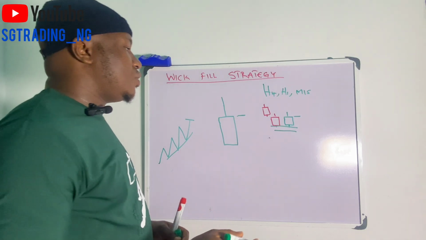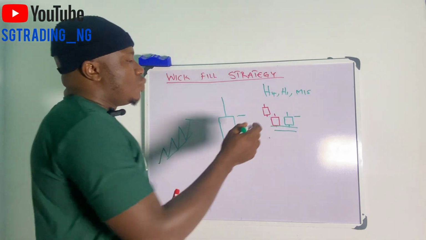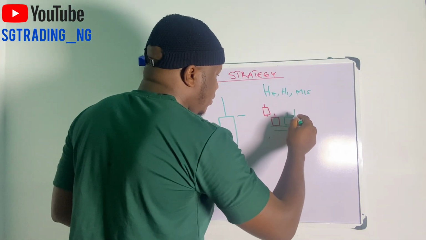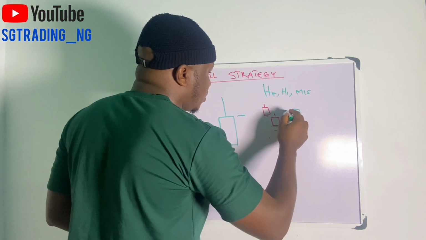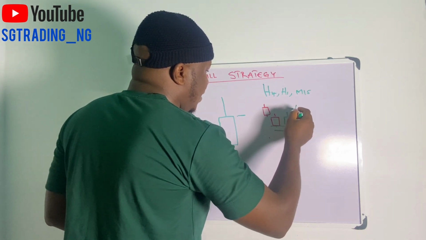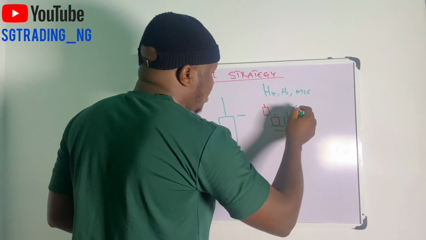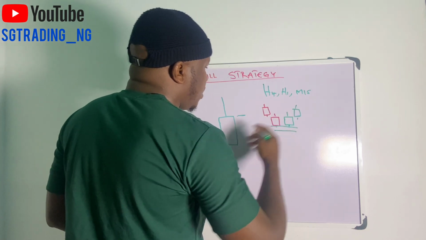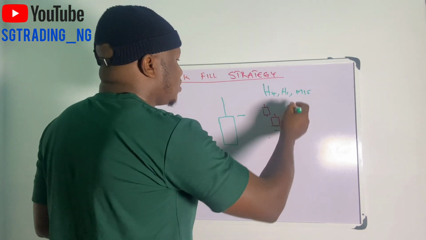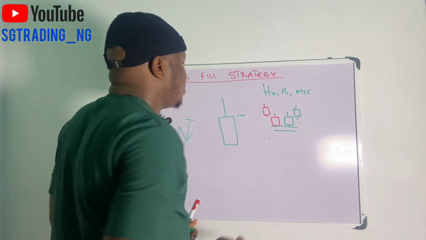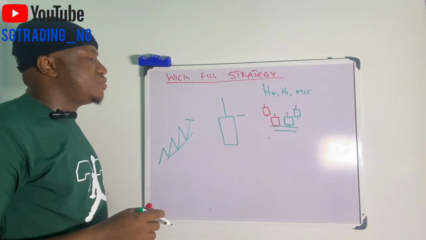Otherwise, for you to wait for further confirmation, wait for the next candle to close above the high of this one, something like this. Then you enter at the close of this candle, with your stop loss below the support, then take profit around the resistance upward, the nearest resistance.